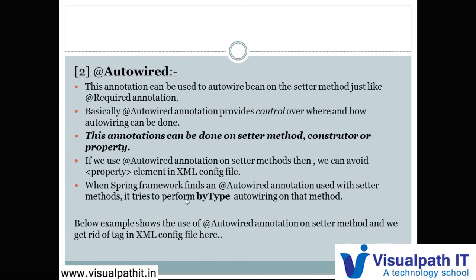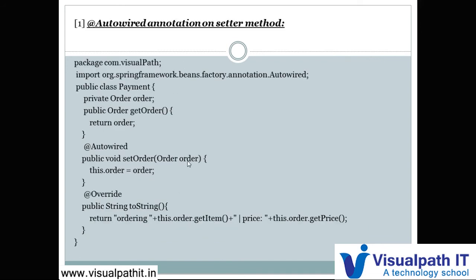Now let's see how @Autowired is used here. First is @Autowired annotation on a setter method. Here on the setter level it is used similar to how we saw @Required used. setOrder is the setter method, and above that we are using @Autowired. By default it is always true. If we want it to be false, in the brackets we need to specify required equal to false.